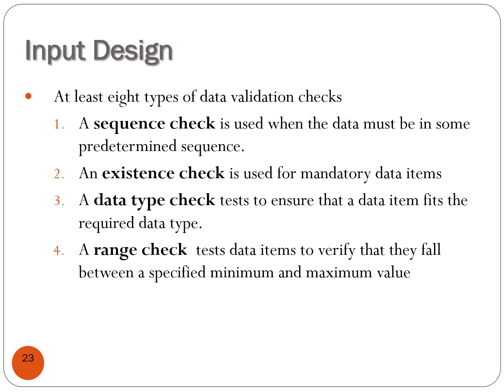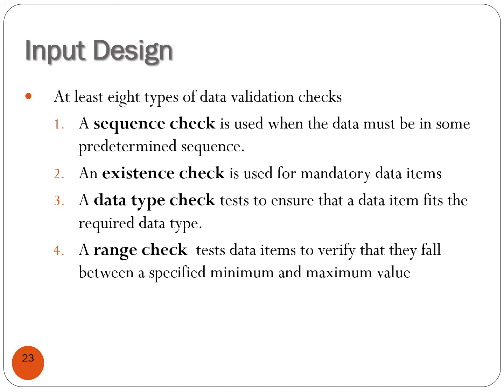You can use the following data validation rules to reduce input errors during keying of the input. First, a sequence check is used when the data must be in some predetermined sequence. For example, if the user must enter transactions chronologically, then a transaction with an out of sequence date indicates an error. Second, an existence check is used for mandatory data items. For example, if an employee record requires a social security number, an existence check would not allow the user to save the record until he or she enters a suitable value in the social security number field.